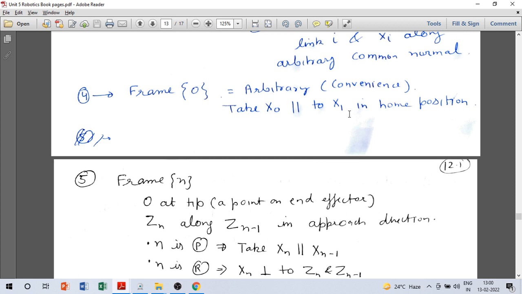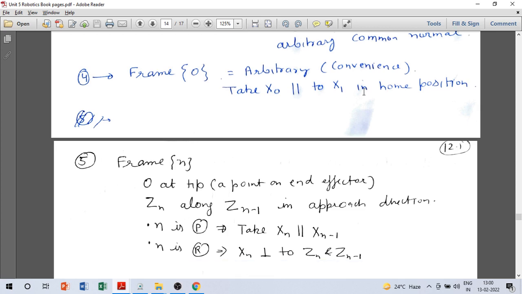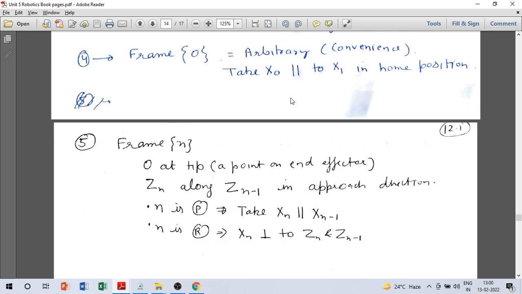Generally, home position is when at all the revolute pairs the joint angle is 0, and all the prismatic pairs are at their minimum displacement. All of them are withdrawn inside. Generally that is taken as home position, but that is not necessary. We can define some other position as home position, and from home position the arm goes here and there. So x0 is taken parallel to x1 in home position. Whatever is the position of x1 in home, parallel to that we take x0, then it becomes convenient. So that is for frame 0.